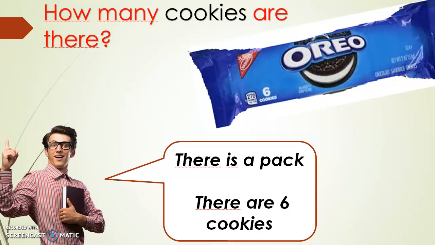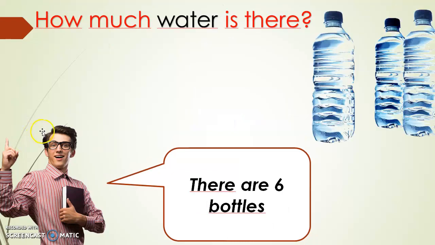How many cookies are there? Like in the example about tomatoes, we have 2 options. The first one is a pack, and inside the pack we have 6 cookies. So we have 2 choices. First, how many cookies are there? There is a pack. It means that we're talking about only one pack. Or if we want to be more specific, there are 6 cookies, right? According to the package here, it says 6. So there are 6 cookies. We're talking about plural. Okay, next example.